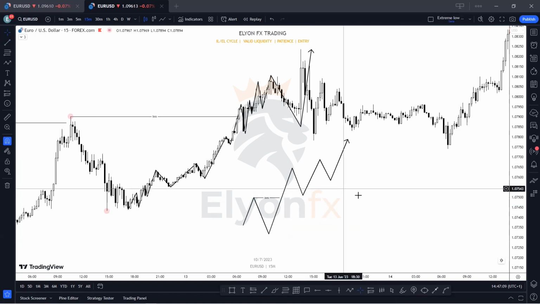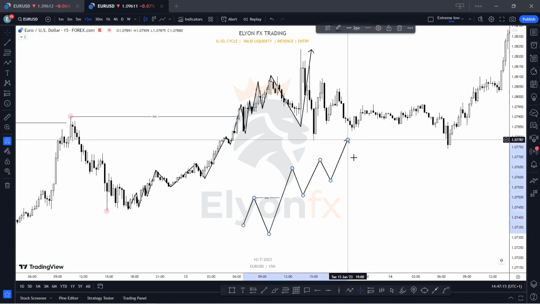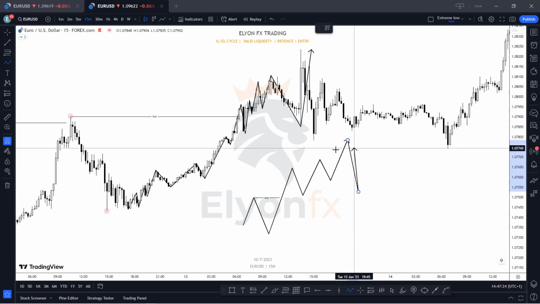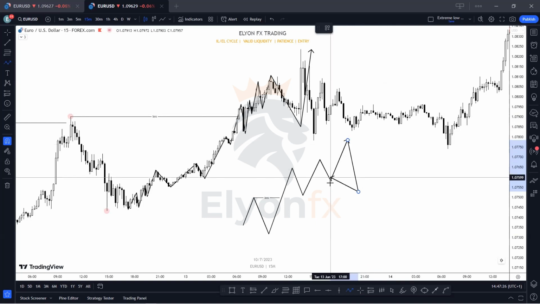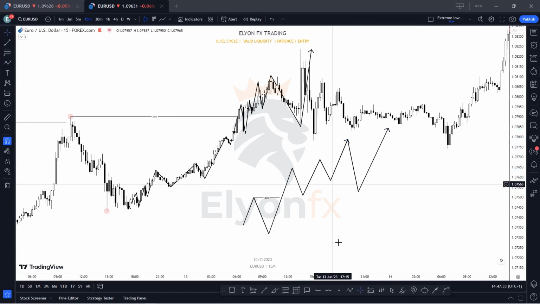Okay. So for me, what I normally expect is I expect the market to at least take out this first low before I start looking for my buys. So without the market taking out this first low, I'm not going to look for my buys. So for me, this first low is a necessity for the market to take out before I look for my buy.